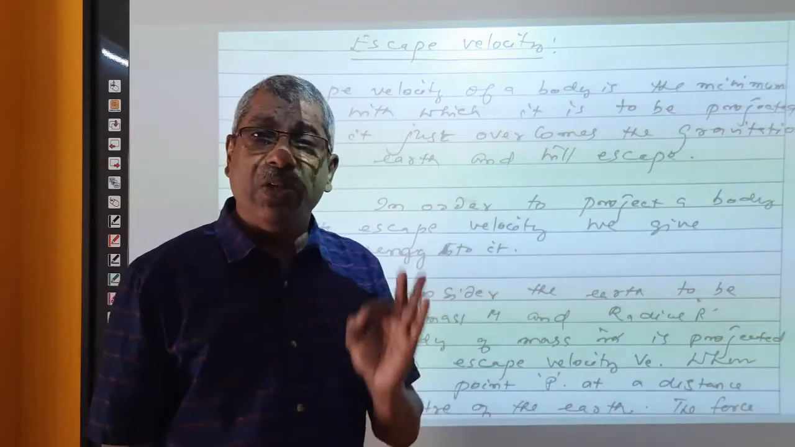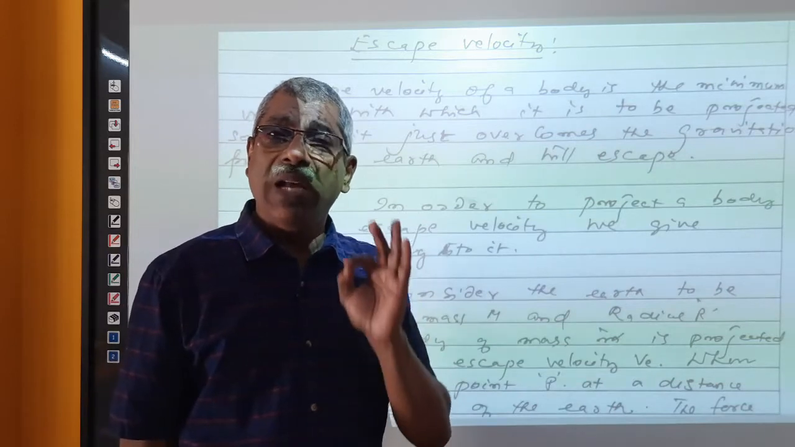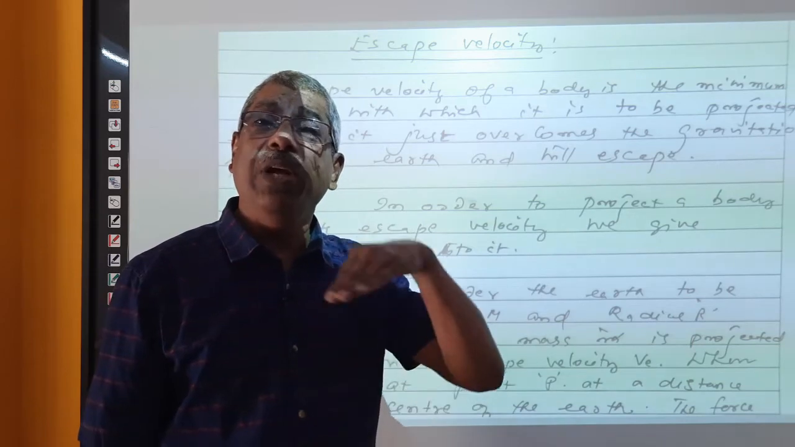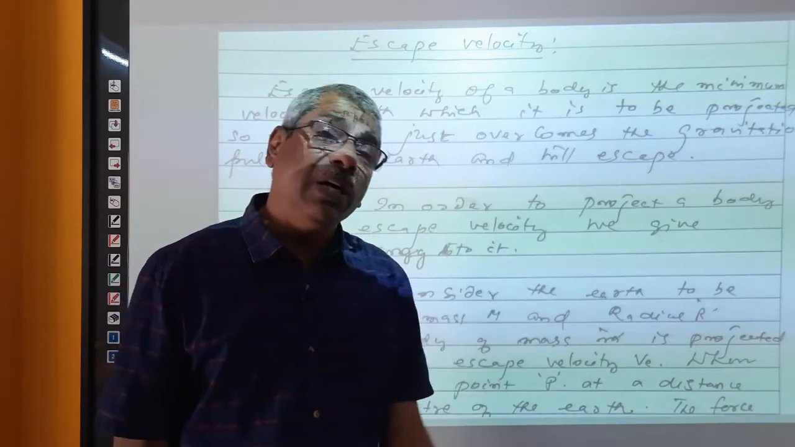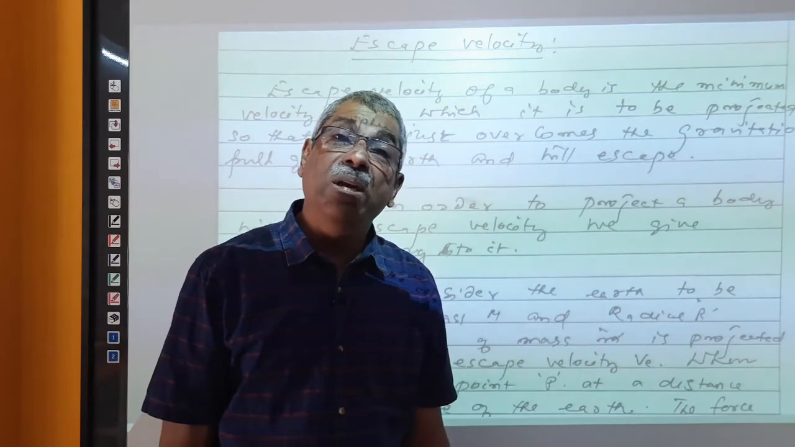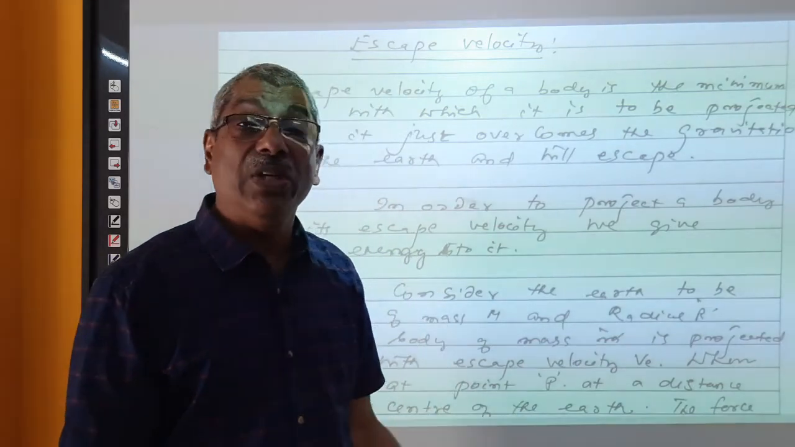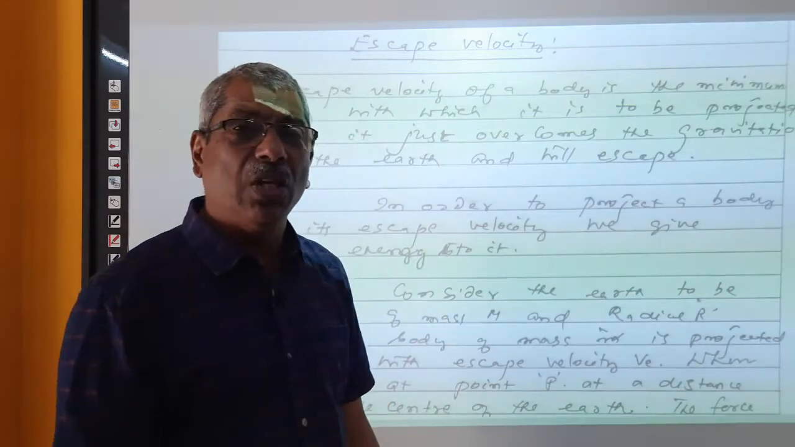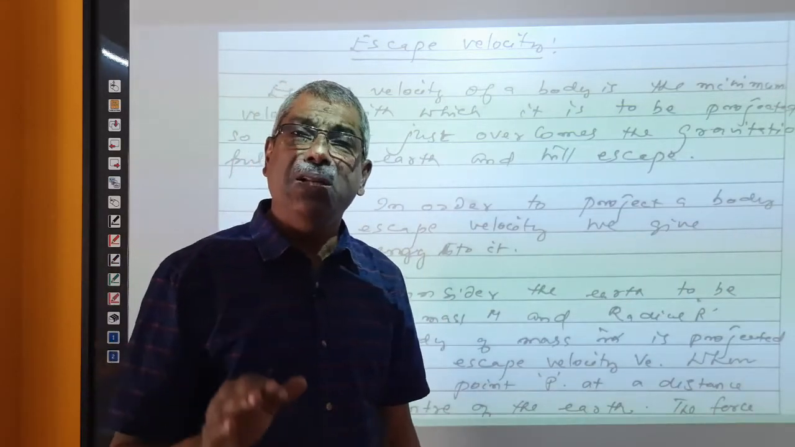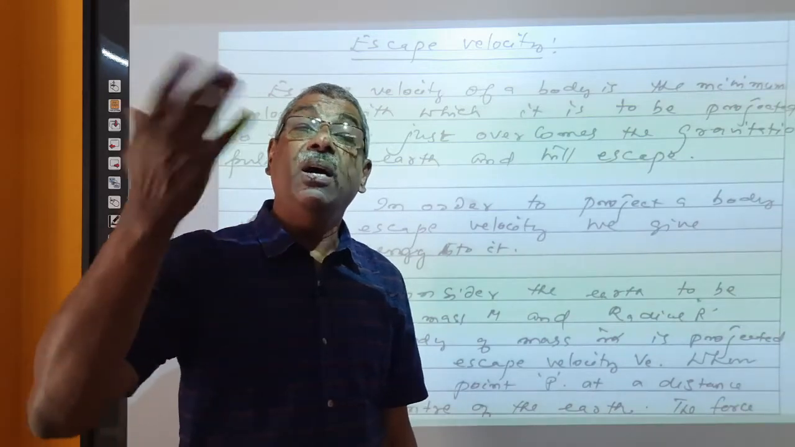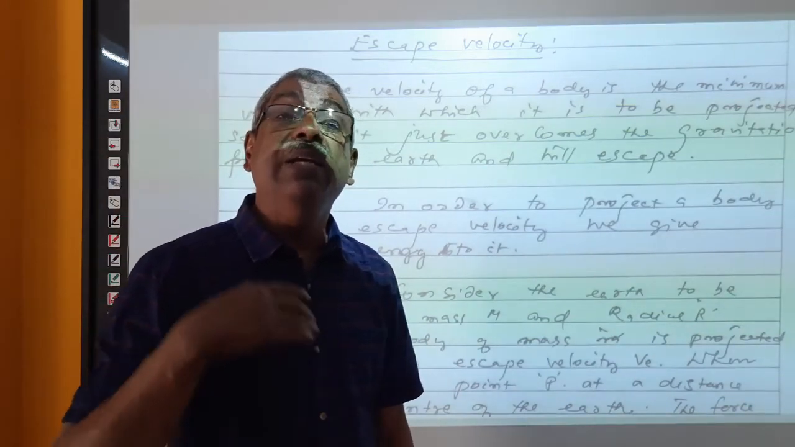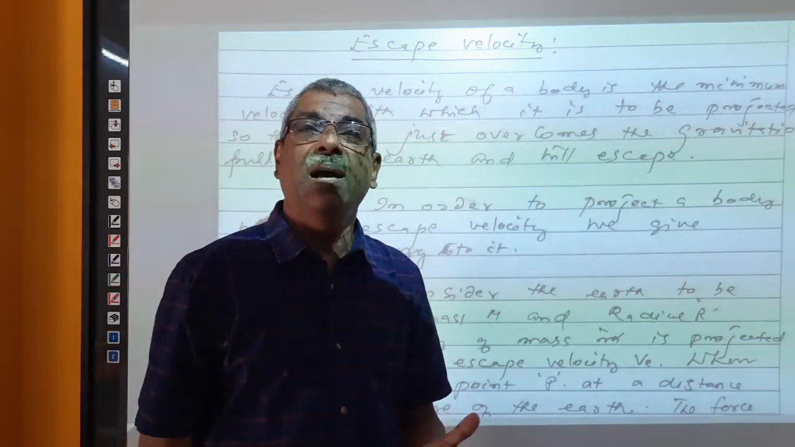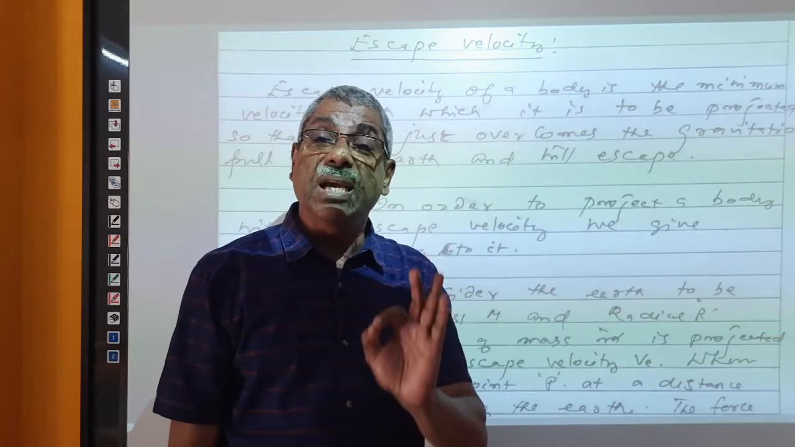That velocity with which a body is projected, or that minimum velocity, if a body is projected with that velocity, the body will overcome the gravitational pull of the earth and will escape out of it. That velocity is called escape velocity. Escape velocity is the minimum velocity with which a body is projected. Then the body will overcome the gravitational pull of the earth and will escape permanently from the earth, and it can never come back. And this velocity is called escape velocity.